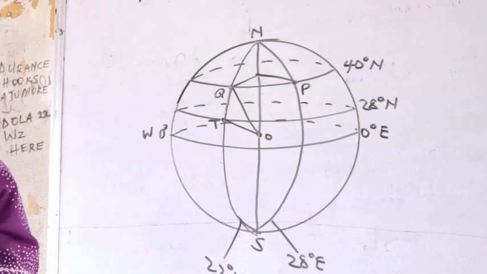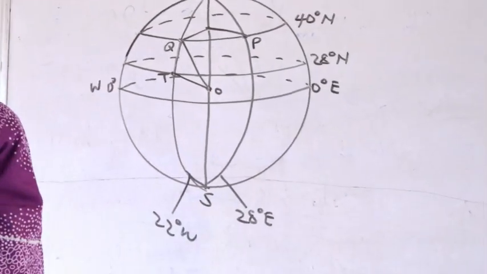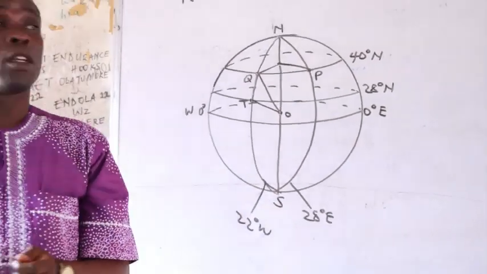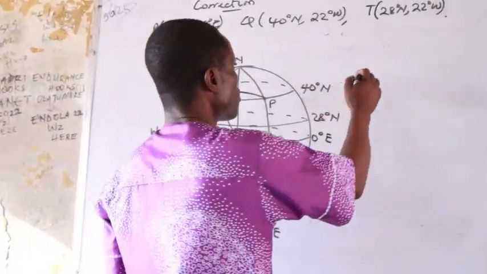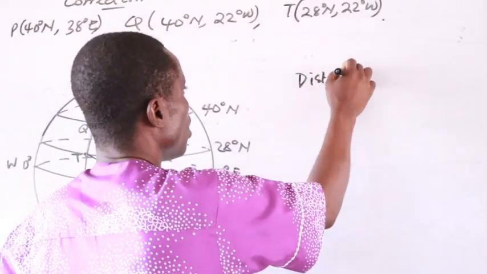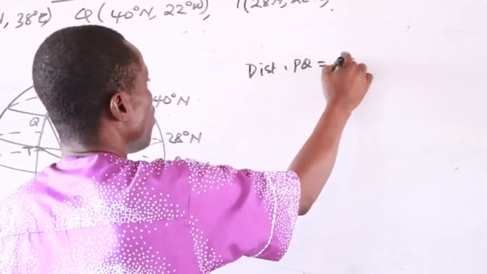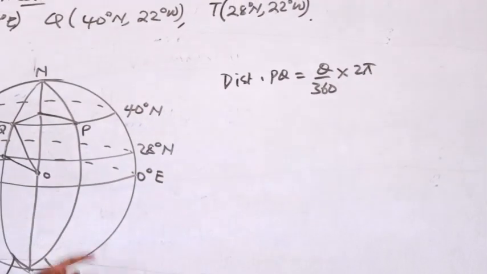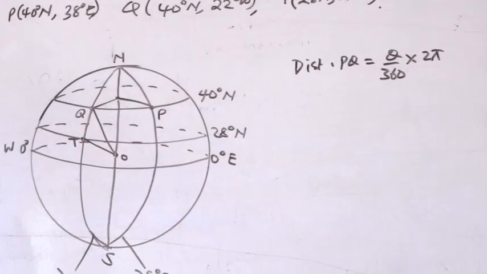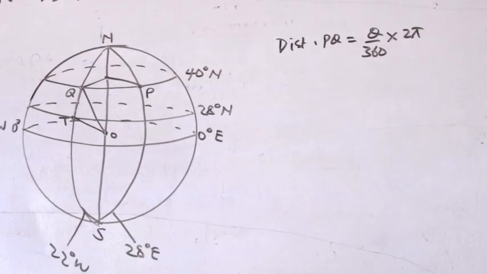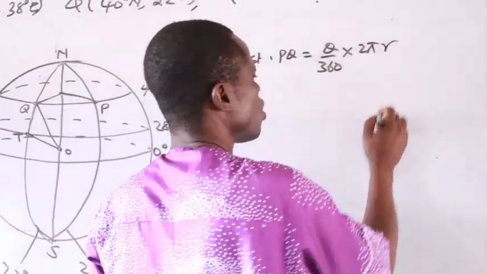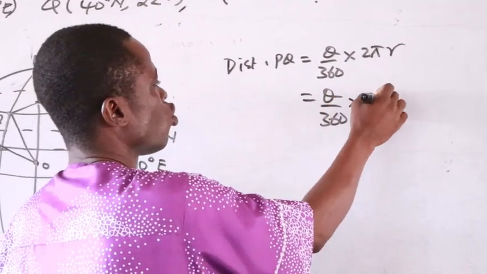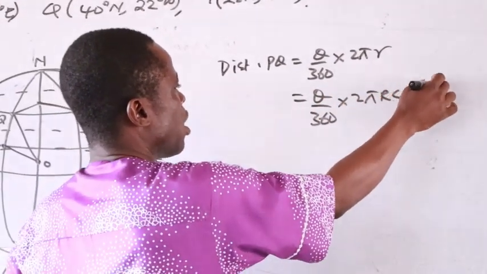Now, from the first question where we are asked to find the shorter distance between P and Q. So look at that PQ. Distance PQ equals theta over 360 times 2 pi. Is it small r or big R? Small r, because the two of them are on the same latitude, and that latitude is a small circle. But that small r can be written as 2 pi big R cos alpha.